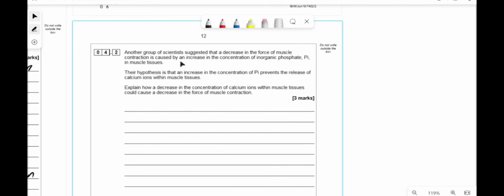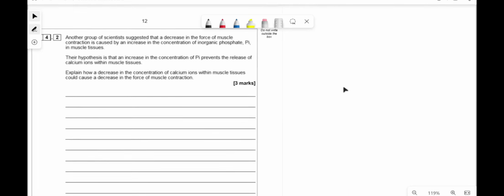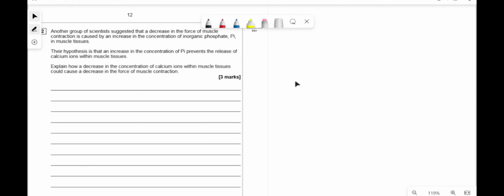Okay, so another group of scientists suggested that a decrease in the force of muscle contraction is caused by an increase of the concentration of inorganic phosphate in muscle tissues. Their hypothesis is that an increase in concentration of inorganic phosphate prevents the release of calcium ions within muscle tissues. Explain how a decrease in the concentration of calcium ions within muscle tissues could cause a decrease in the force of muscle contraction. Okay, so I'm going to quickly recap how muscles contract just over here on the side.